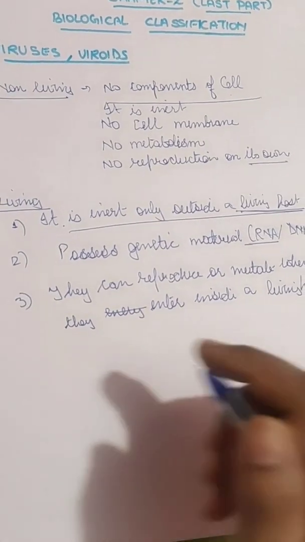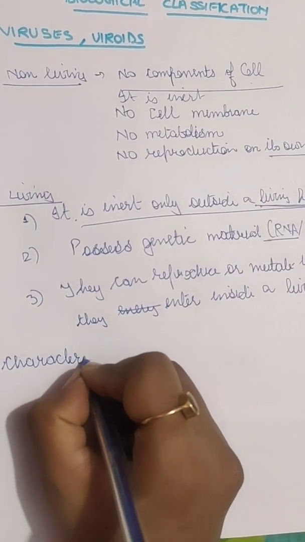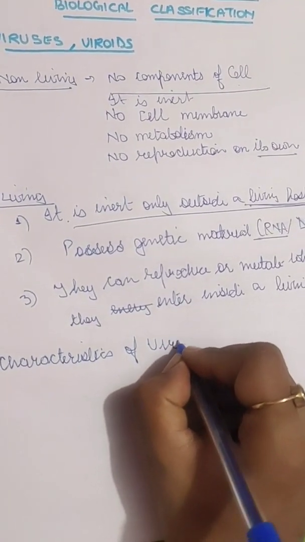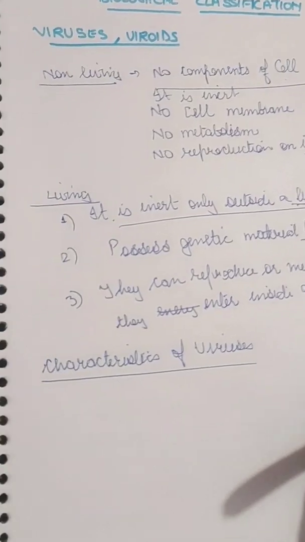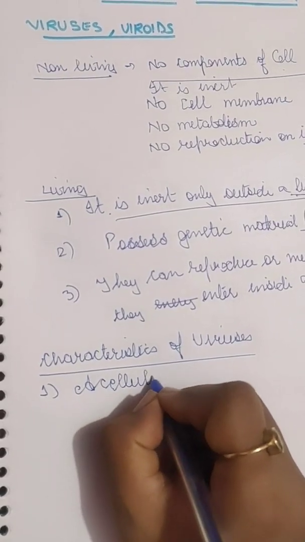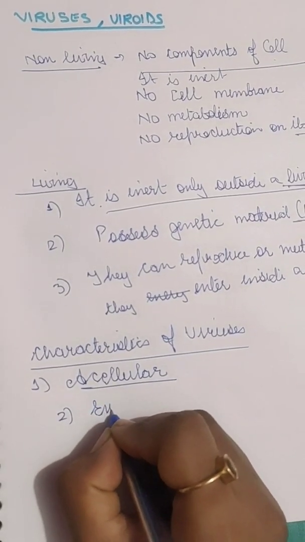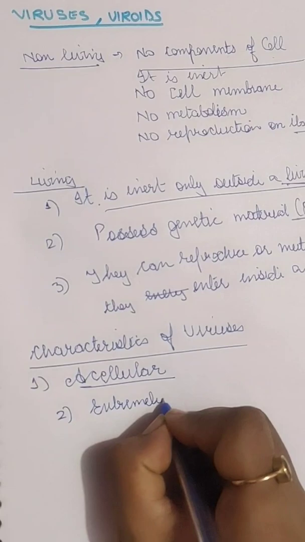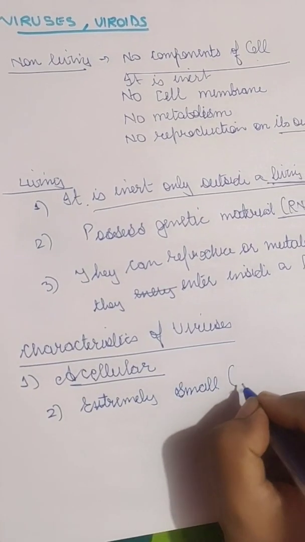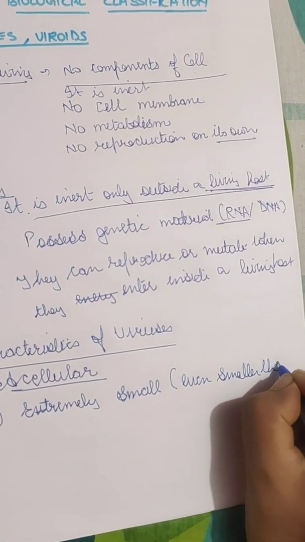So what are the characteristics of virus? These are acellular. That means they are neither unicellular nor multicellular, but they don't even have a cell. That's why they are called acellular. Then they are extremely small. Bacteria are very small, but viruses are even smaller than bacteria.